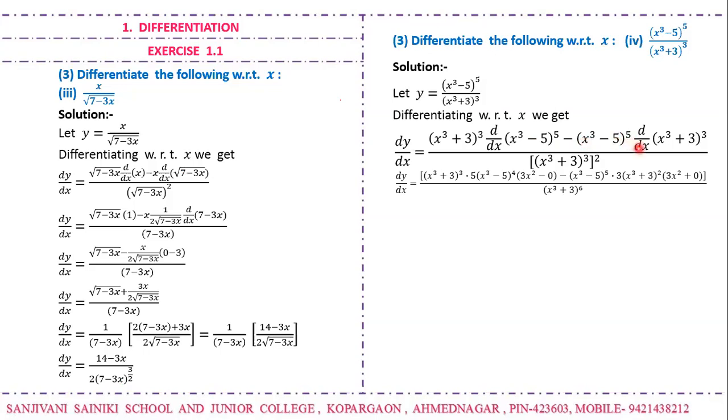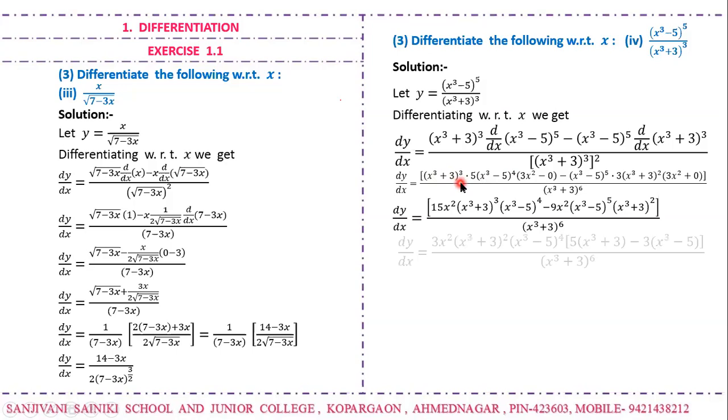Similarly, the d by dx of (x³ + 3)³, its derivative is 3 times (x³ + 3)² into d by dx of (x³ + 3). So d by dx of x³ + 3 is 3x² plus 0. So now this 5 into 3 is 15x², and here this 3 and this 3 is 3 into 3, 9x². The remaining terms are as they are.